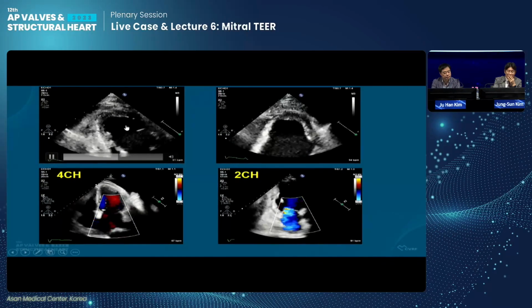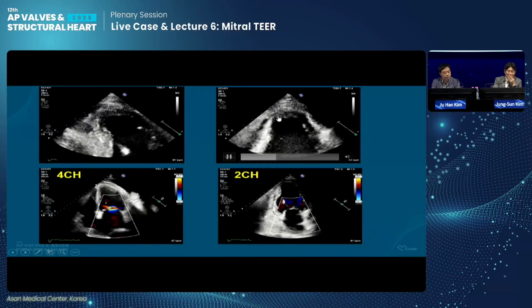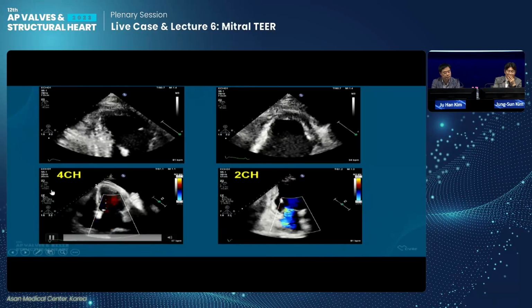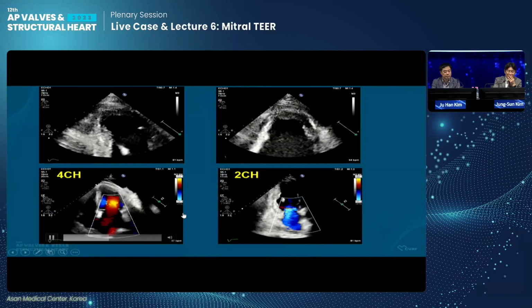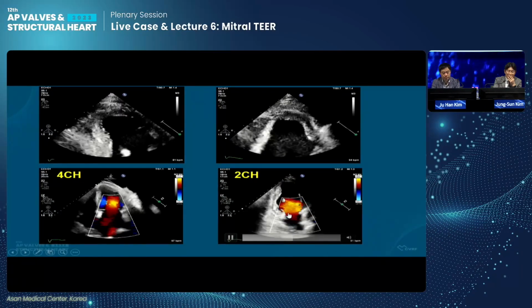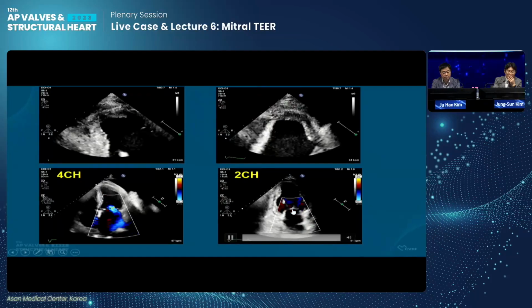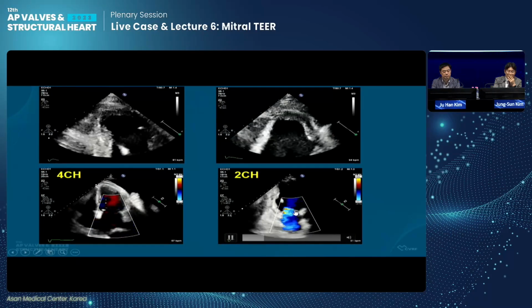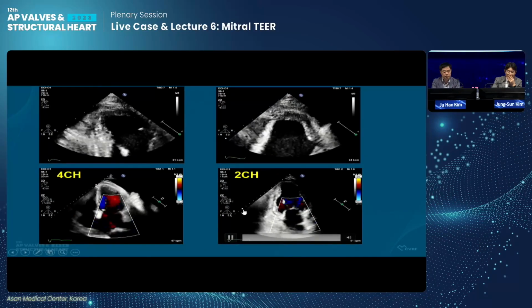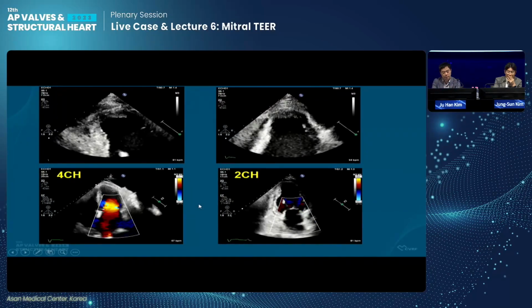This is a zoomed view of the apex. The apical thrombus was suspected, and in the four chamber view, a moderate degree of MR was seen. However, in the two chamber view, you can clearly see a diffuse MR jet regurgitating from the whole coaptation plane. This finding indicates that the degree of MR is greater than moderate.